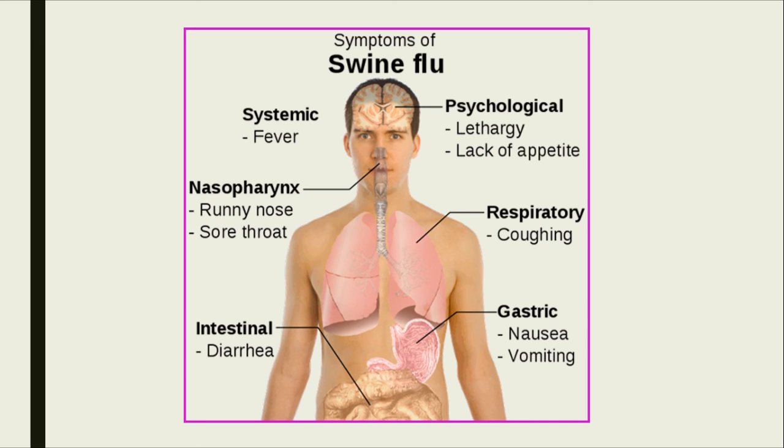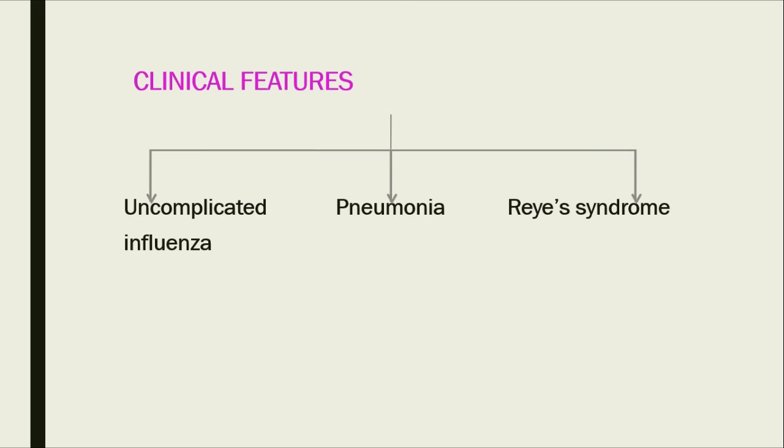So these are the common symptoms of swine flu. Everything starts with systemic complications like fever. There will be lethargy, lack of appetite, runny nose, sore throat. These are our response, as our immune system tries to eliminate the virus from the human body, and there will be respiratory tract complications like coughing. There will be intestinal complications like diarrhea, and gastric issues with nausea and vomiting. These are some of the symptoms associated with the influenza virus.